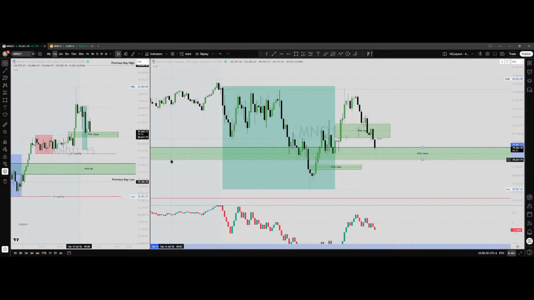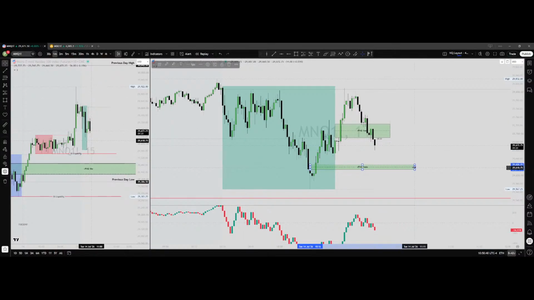I'm gonna take this 15-minute fair value gap out now. It has done what it was required to do. This fair value gap has been inversed, so I'm gonna take it out.